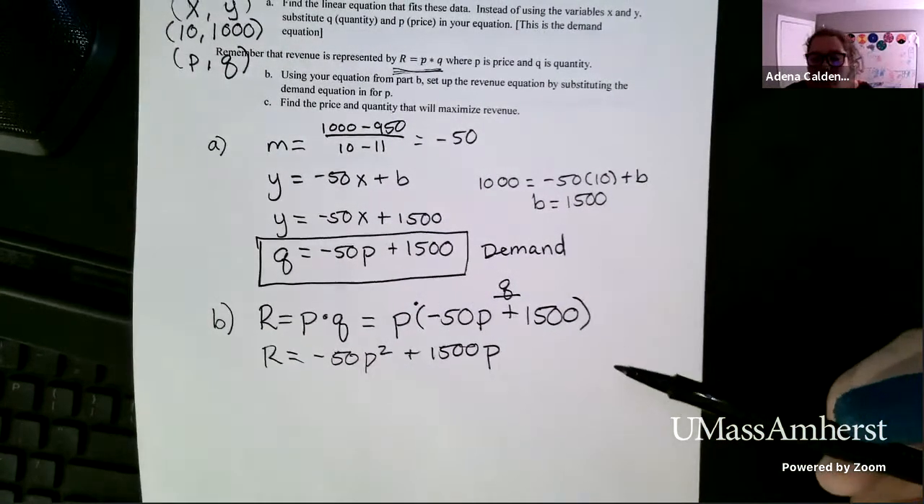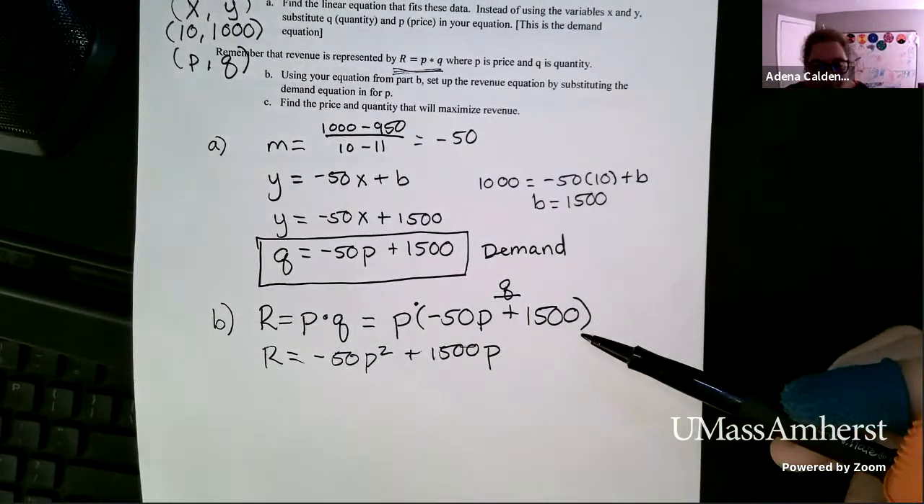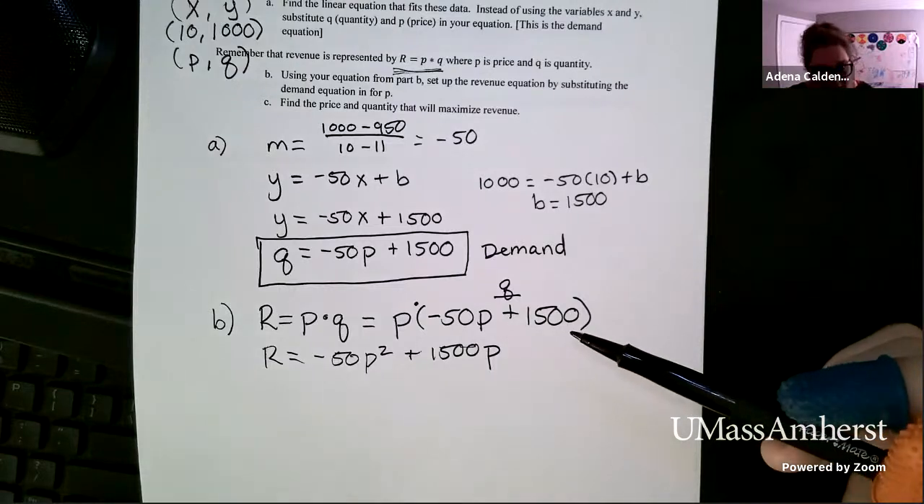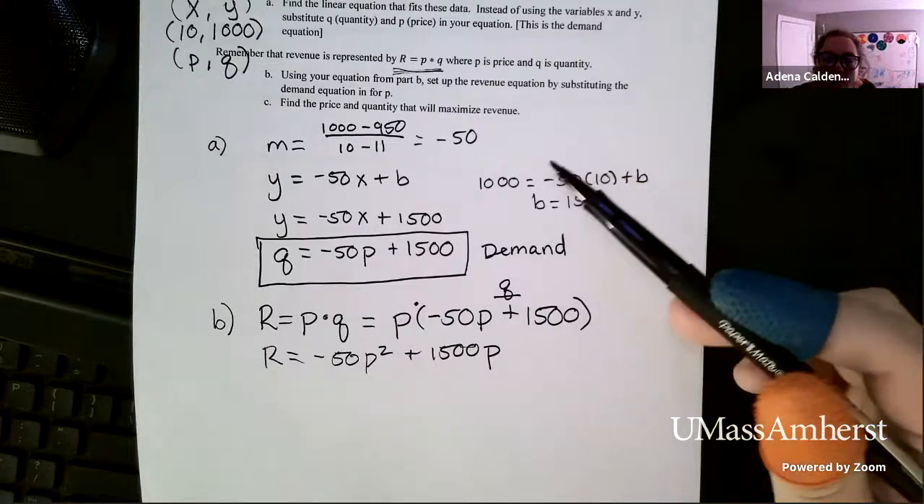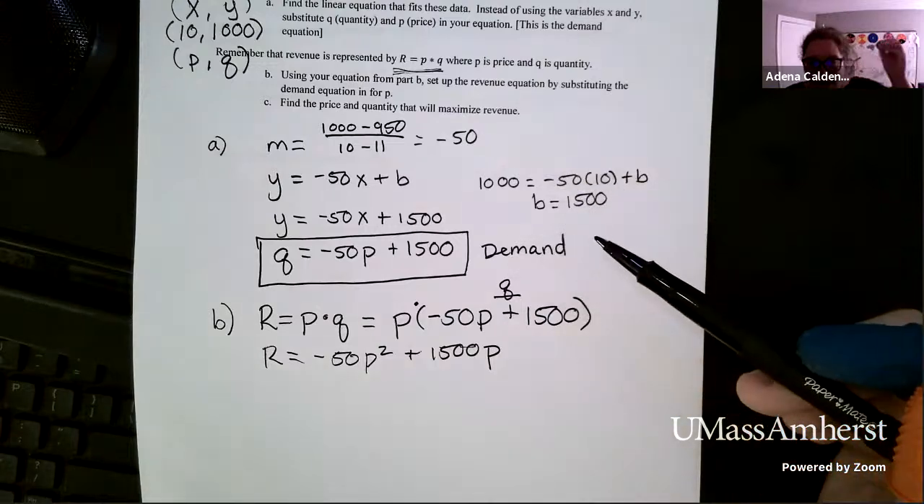The reason why I need to substitute in for either P or Q into revenue is so that I only have one variable. So typically, price is fixed, right? We say, P is a constant. But when we have a demand equation, we are varying P.